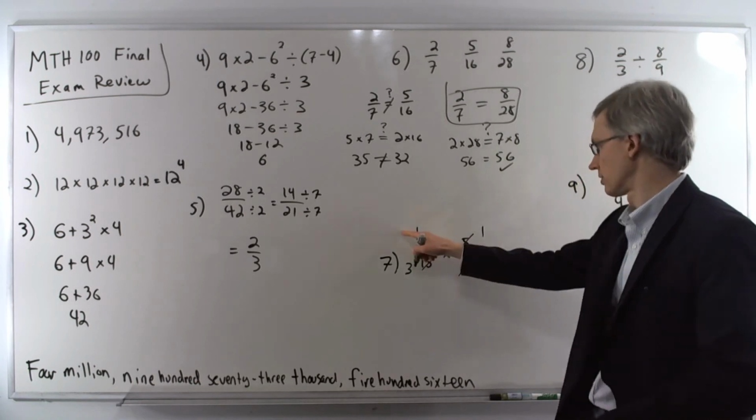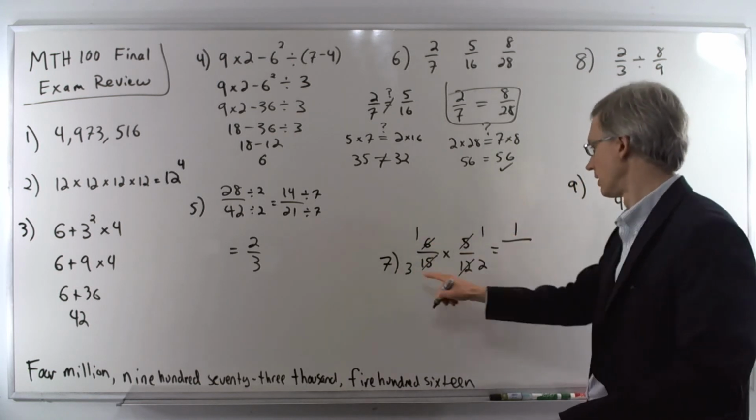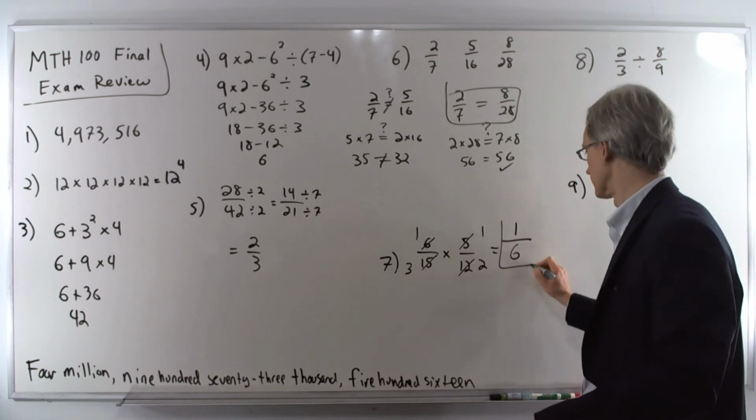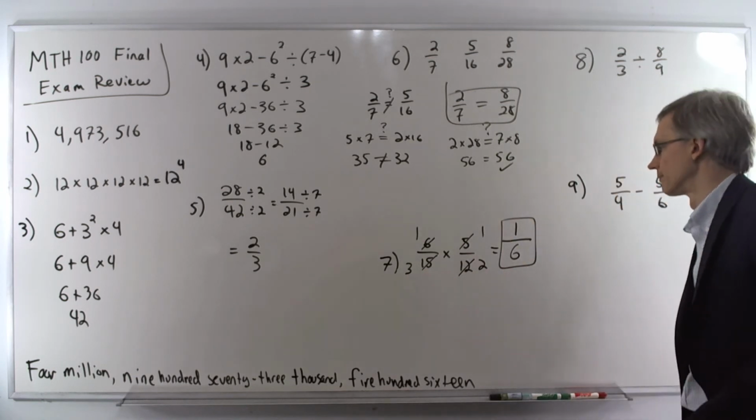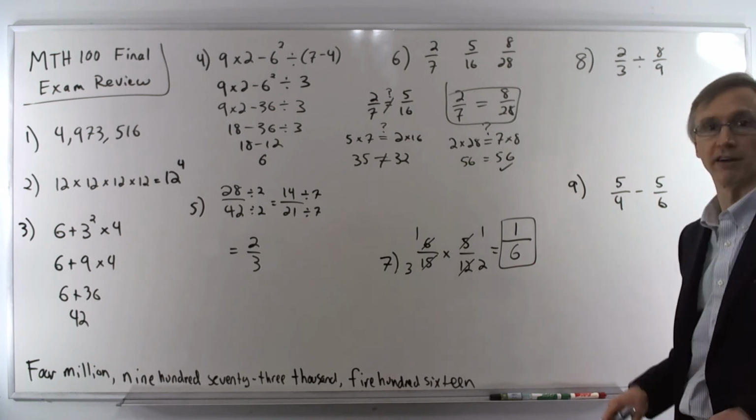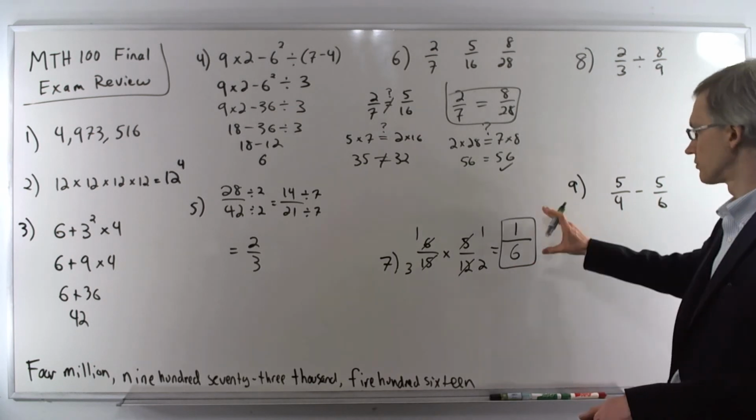And then finally multiply straight across, 1 times 1 is 1 on the top, 3 times 2 is 6 on the bottom. So 1/6 for that one. So clearly a lot easier if we simplify first. If we don't, we're going to have a huge fraction here to simplify.